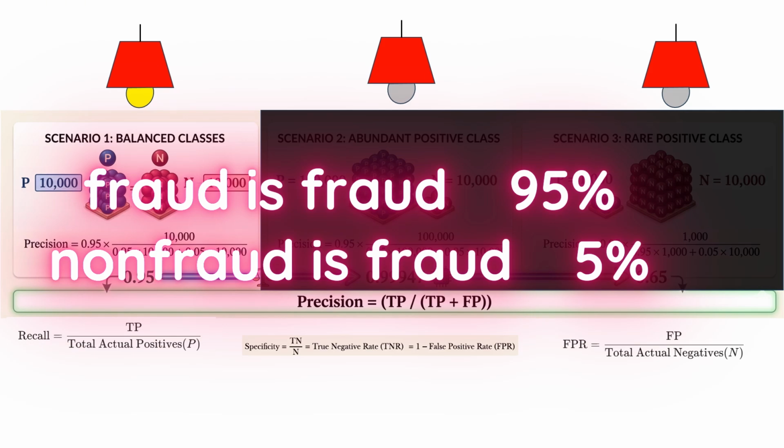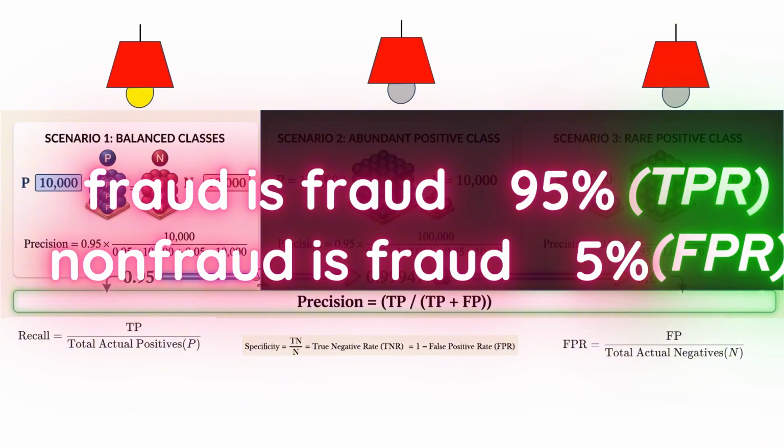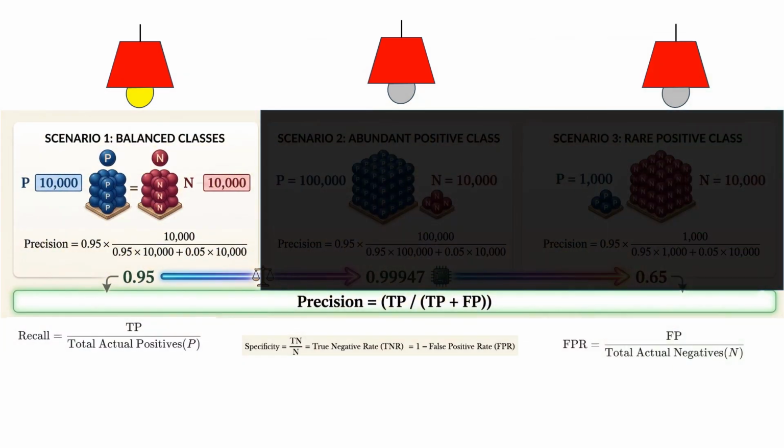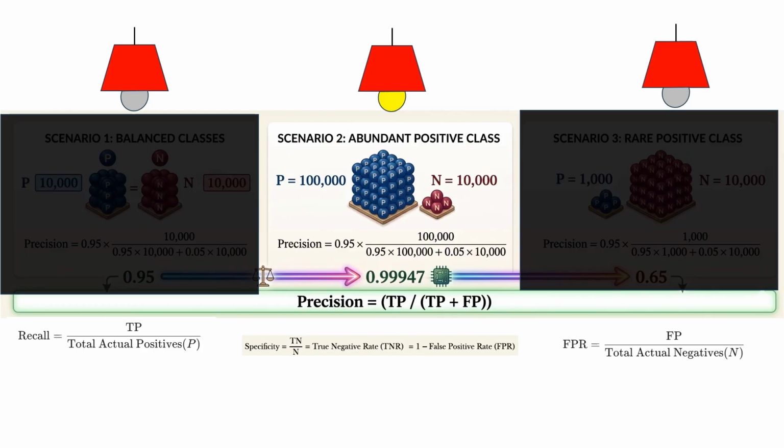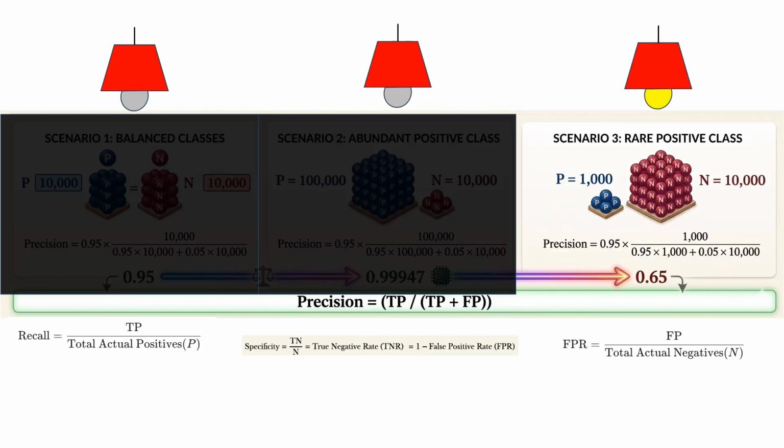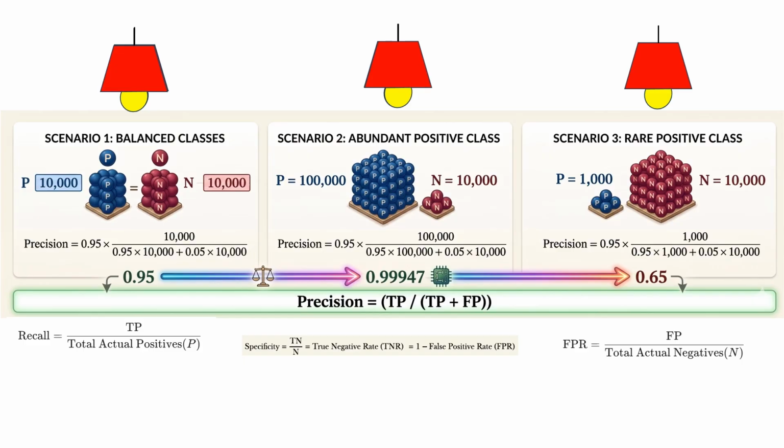Let's review 3 scenarios where P is the number of positive samples and N is the number of negative samples. Keep in mind that this is simply a shorthand way of saying that the true positive rate TPR is 95%, and the false positive rate FPR is 5%. If you calculate precision, you'll see that when the two classes are balanced, it is around 0.95. When the positive class is abundant, it increases to about 0.99947. But when the positive class is rare, it drops significantly to around 0.65. You can see that severe changes in class distribution lead to dramatic variations in model precision, even when model parameters TPR and FPR are fixed.